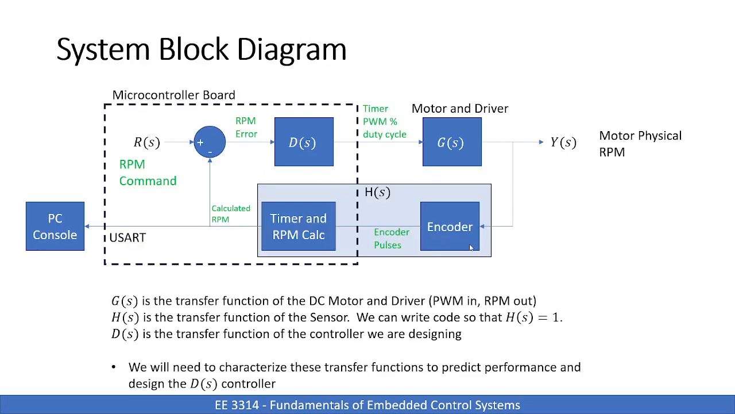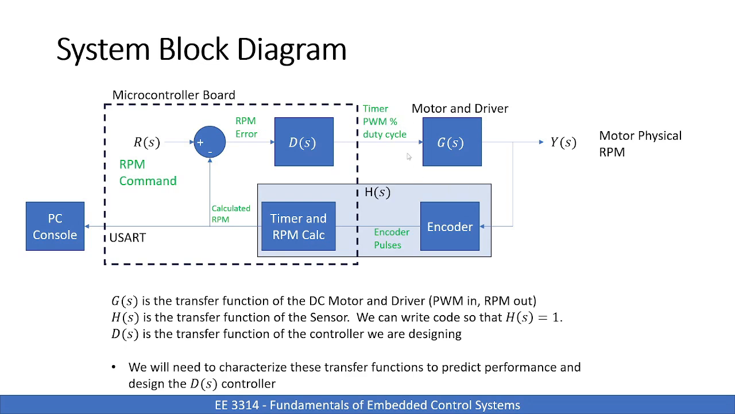Okay. So we've looked at this before. This is a system block diagram of our motor and driver and control system, right? This is ultimately where we're going to end up if we want to design a control system that's going to have the motor reach a commanded RPM. In this case we have our RPM command. D of S is our controller, some kind of a control system. It's going to be commanding some PWM duty cycle, essentially a value from 0 to 100%, to this motor and driver.